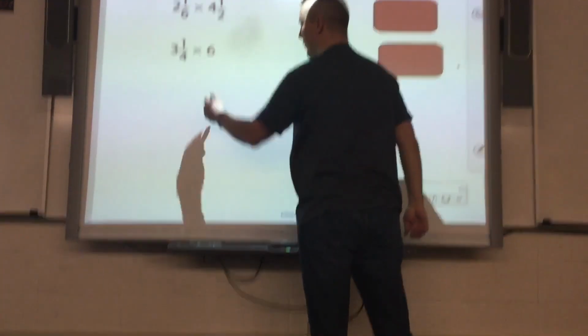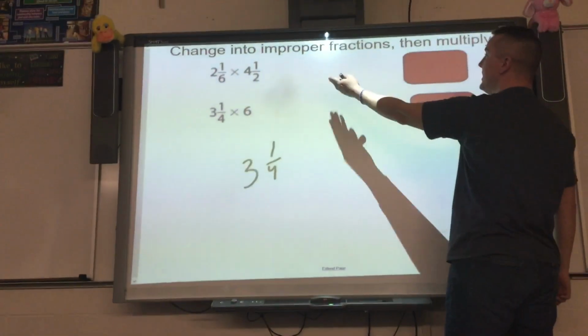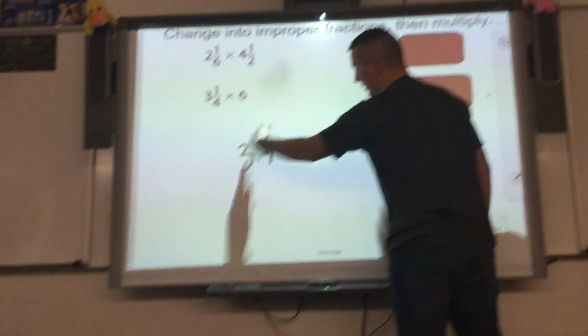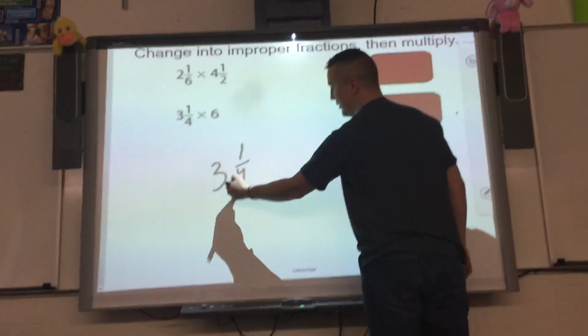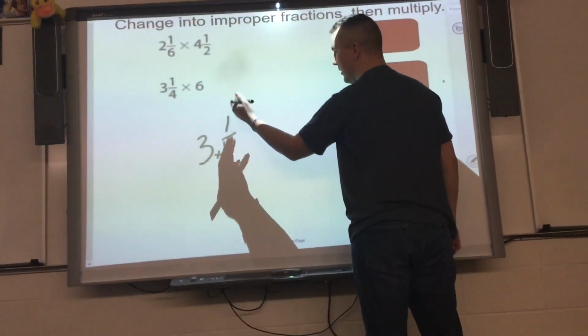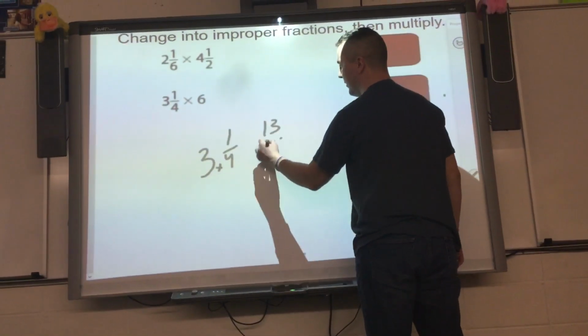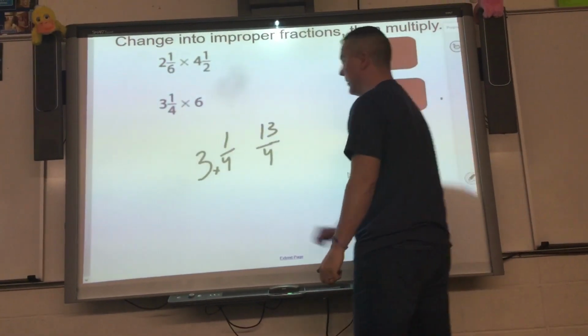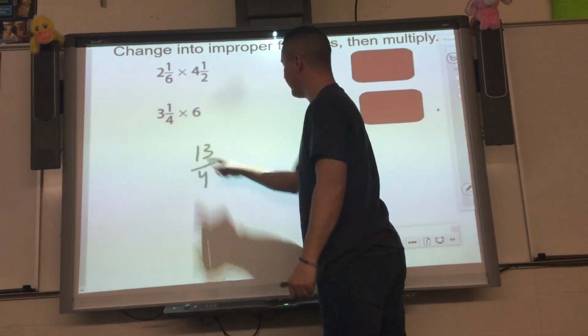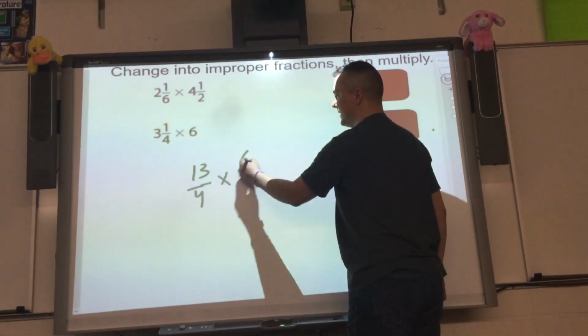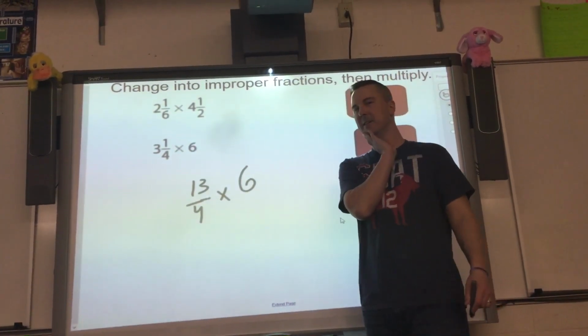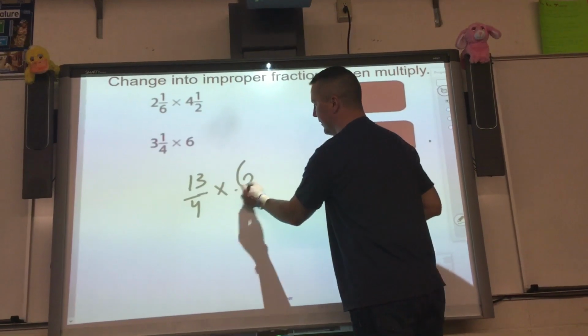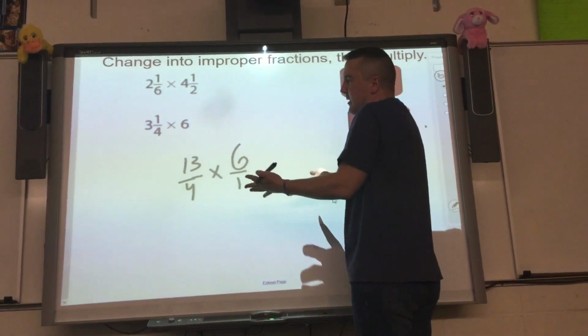I have 3 and a 4. Remember, when we're multiplying mixed numbers, we have to change them into improper fractions. Then we multiply. Well, this turns into 12 plus 1 more, 13. I get 13 fourths. I'm going to multiply that times 6. What do we have to do with that 6? Yeah, you got to put it over 1. So 6 over 1. 6 divided by 1 is 6. That's why you're able to do that.